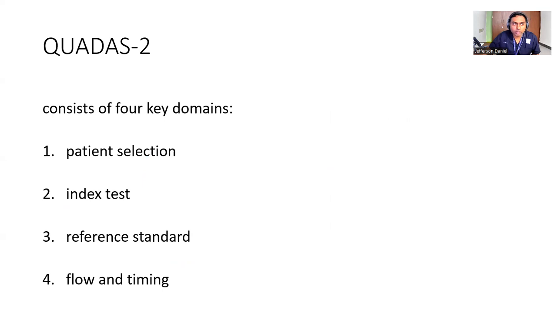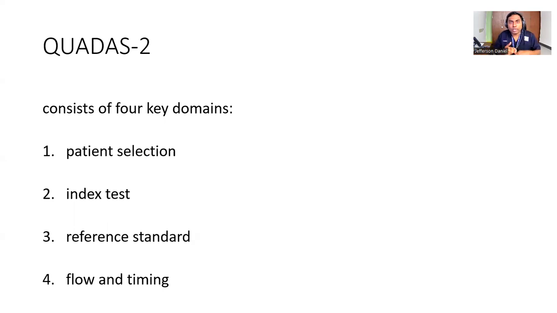There's an equivalent of it for diagnostic test accuracy studies, the QUADAS tool. There is a QUADAS-C for comparative studies as well. They assess risk of bias under four domains: patient selection, whether there was any risk in patient selection; index test application and interpretation; reference standard application and interpretation; and the flow and the timing.